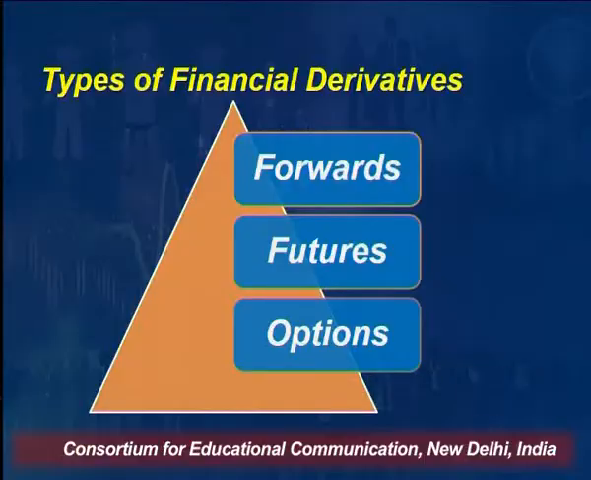Now let us talk of the different types of derivative instruments. If I talk of the financial derivatives, broadly there are three. I have not talked about swaps. I am sticking to these three: forward, futures, options, right? So these are the different types of financial derivatives. I am not discussing swaps. Let me talk of forward first.